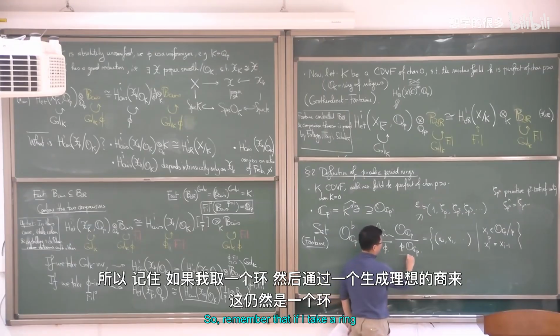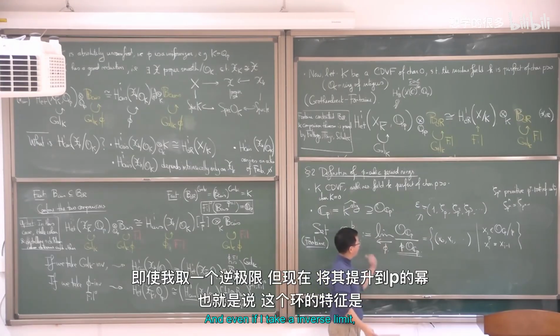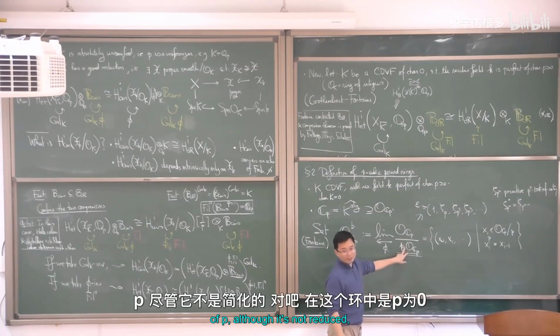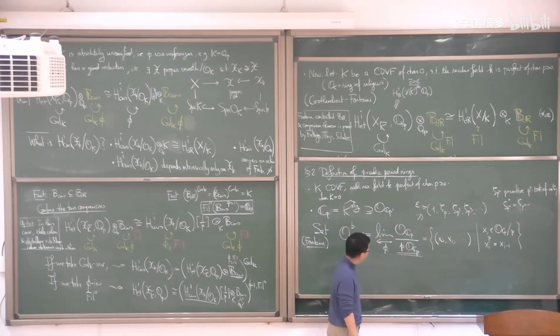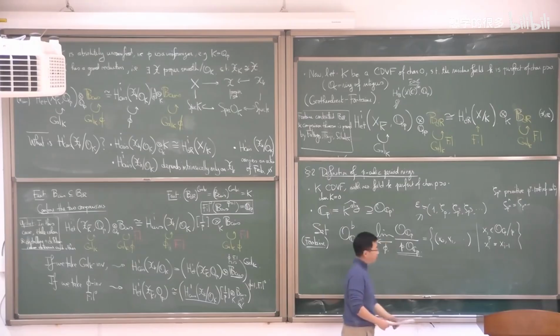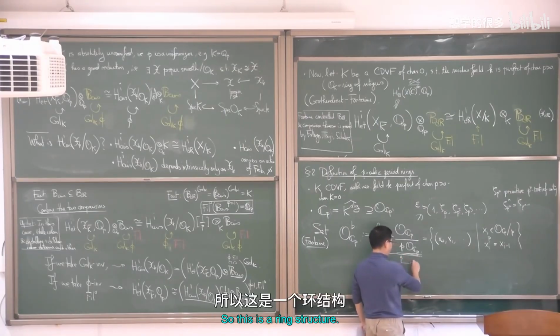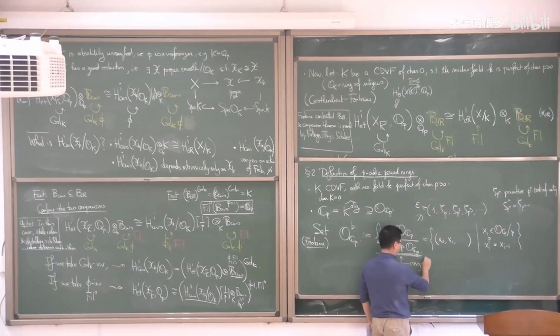Remember that if I take a ring and quotient out by an ideal generated by p, that's still a ring. And even if I take an inverse limit, note that this ring is in characteristic p, although it's not reduced. I mean, p is 0 in this ring. So therefore, in characteristic p, raising to the pth power is a homomorphism. So this inverse limit is a ring. This has a ring structure.